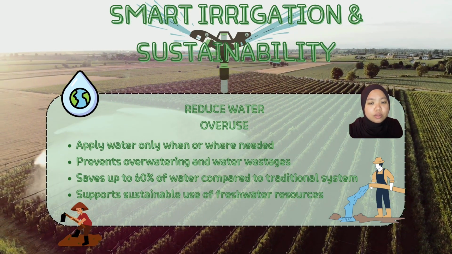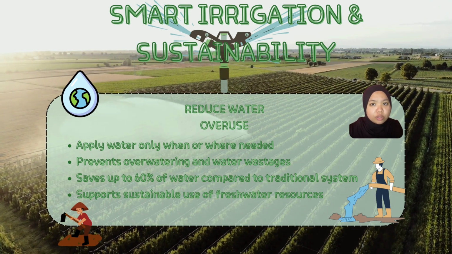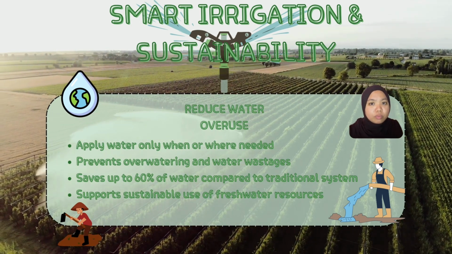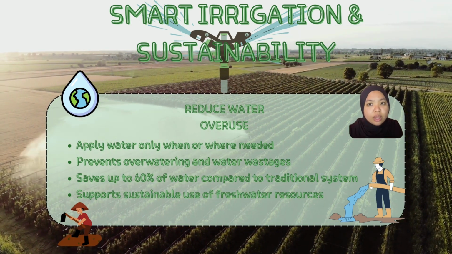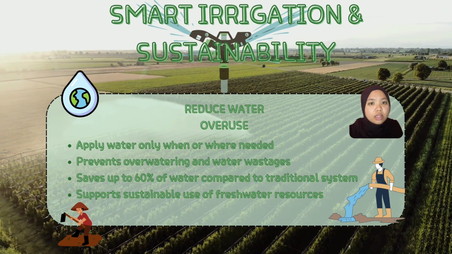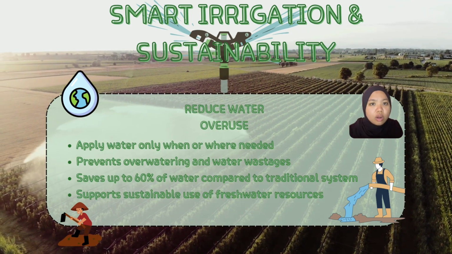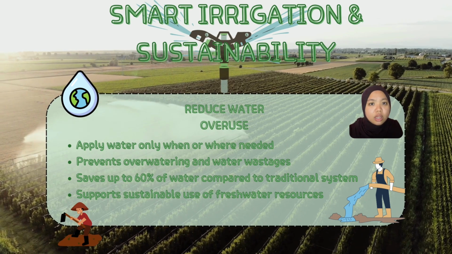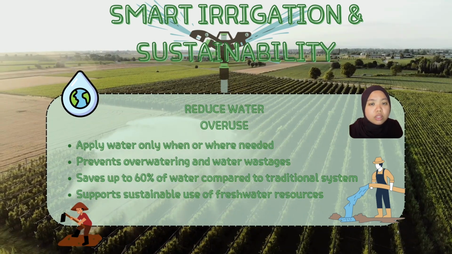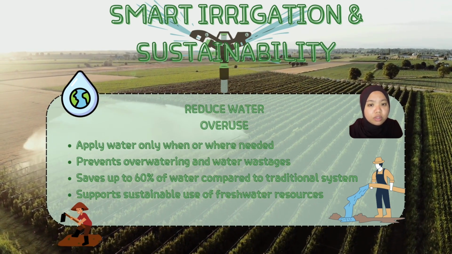Next, we're moving to smart irrigation and sustainability, which is reduced water overuse. Smart irrigation supports sustainability by helping farmers use water more effectively. Traditional systems often waste water by overwatering or irrigating at the wrong time. In contrast, smart irrigation applies water only when and where it is needed, using data from sensors and weather inputs. This prevents overwatering, reduces water wastage, and protects the crops from stress.